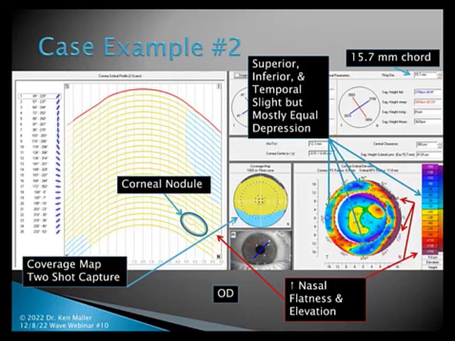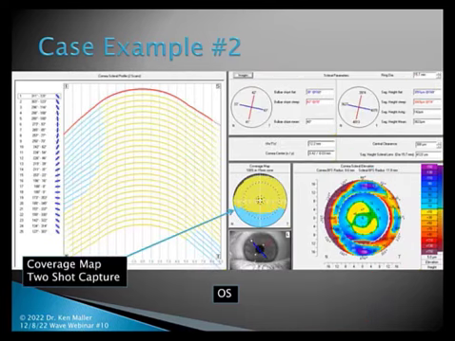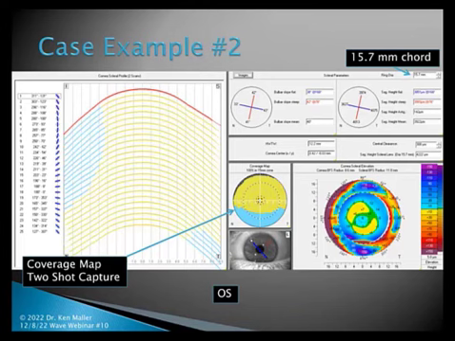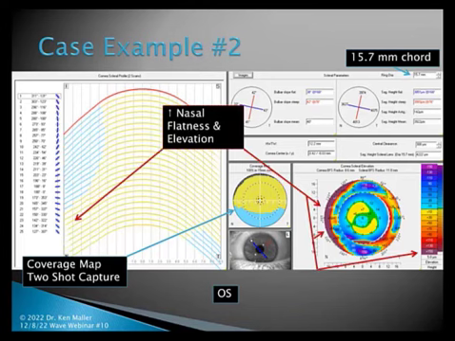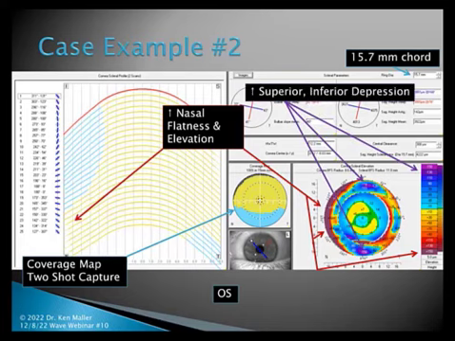And on the left eye, this was a 2-shot capture, again at a 15.7 millimeter chord. Once again, we can see on the nasal side the increased flatness and elevation. Yet despite what we had on the right eye, we can see that we have increased superior and inferior depression on this eye. So just because we're dealing with the same patient doesn't mean that their sclera is the same from right to left, and we can't assume that. The temporal is about even, but certainly the superior and inferior portions of this contact lens are going to need to address that depression that we're seeing there.